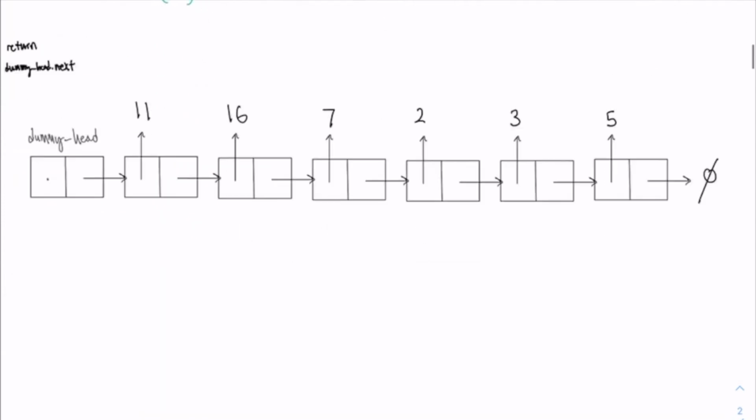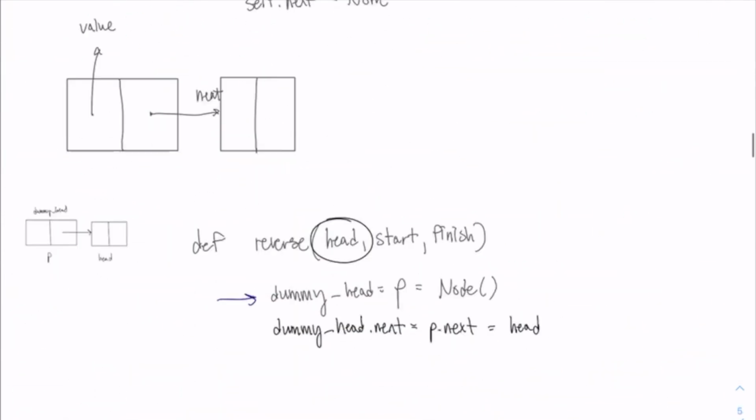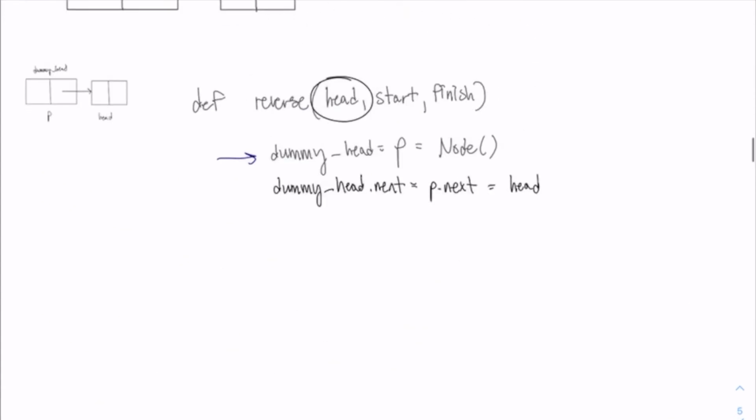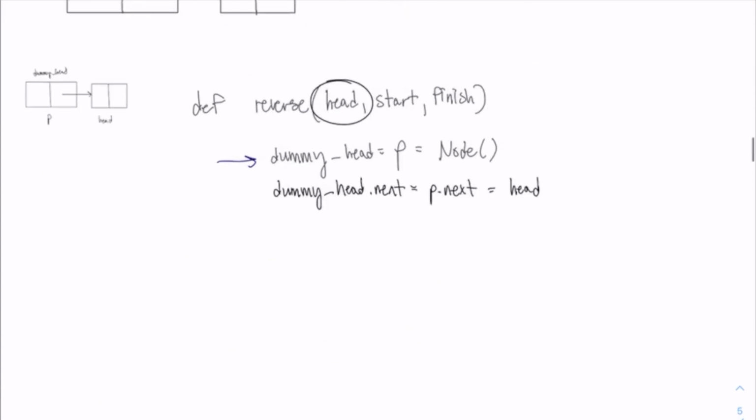So in order to implement this, we have to first create a for loop, for underscore in range 1 to start, p equals p.next.